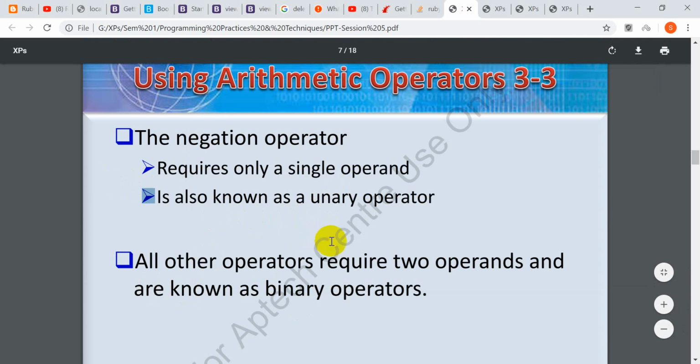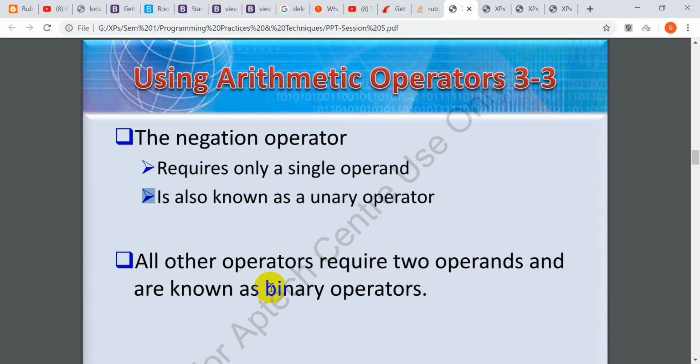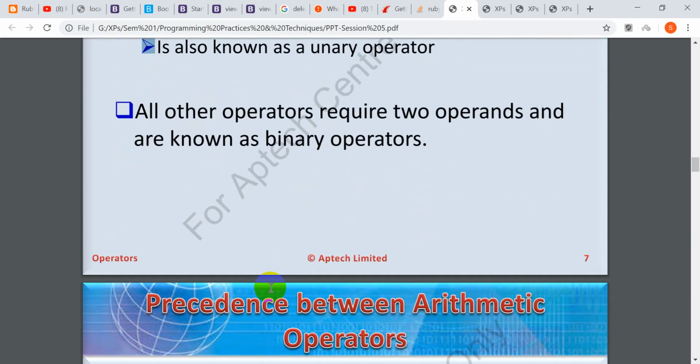So all other operators require two operands and are known as binary operators. Those that require two operands, for example 3 plus 8, require two operands, and are also known as binary operators. Negation is known as a unary operator.